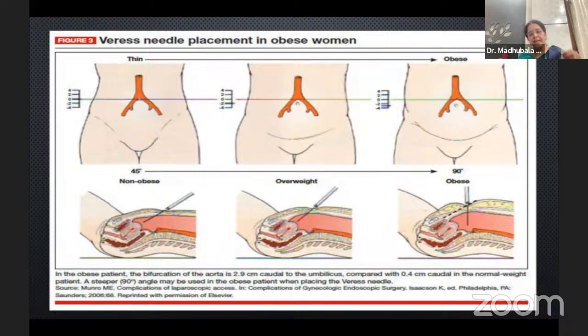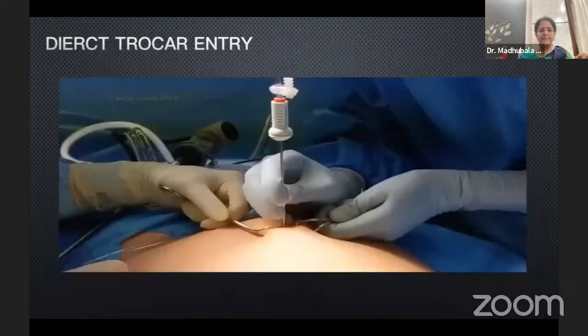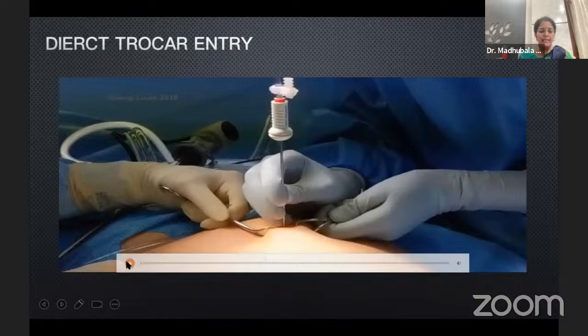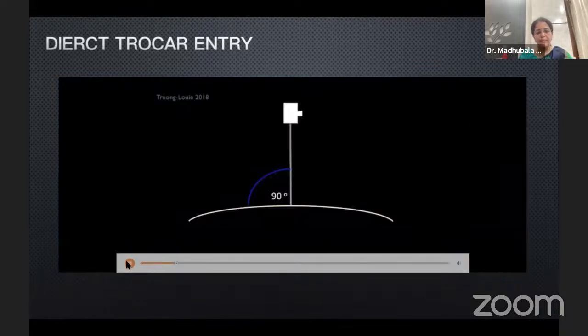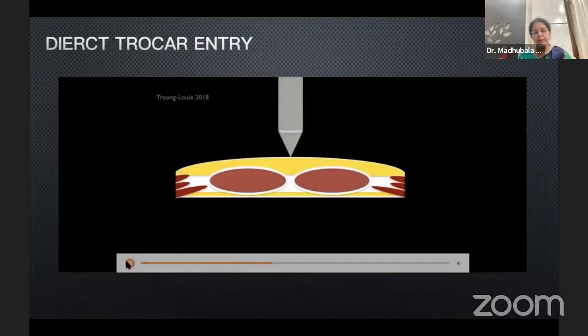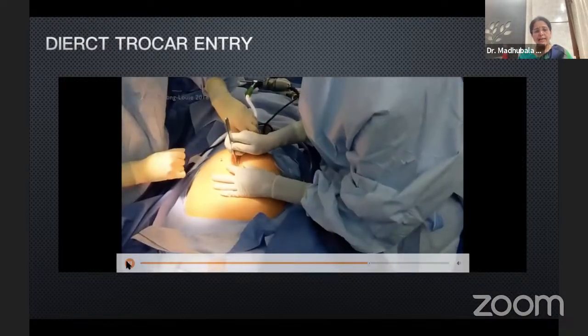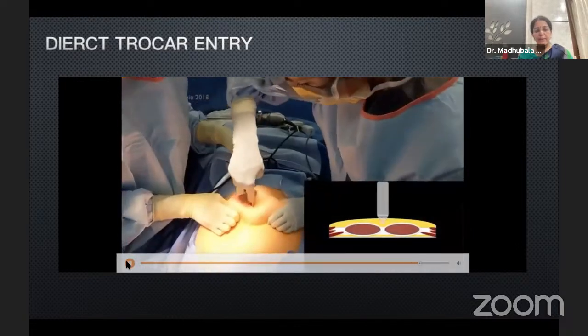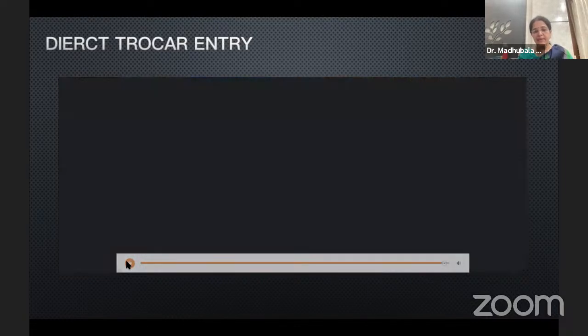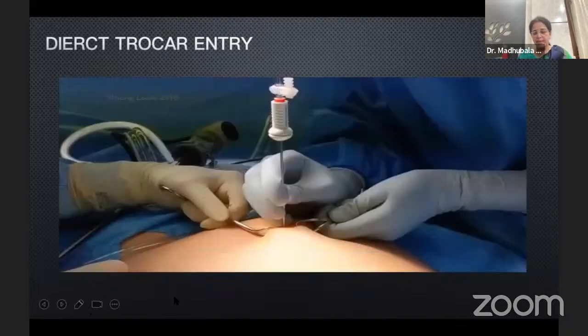So you can have a 90-degree perpendicular axis in an obese woman, and it has to be slanting so that it doesn't hit straight into the aorta in the case of thin women. So direct trocar entry, as we said, is mostly used by many surgeons. The trocar is the same as the Veress needle, but we don't do any test. It crosses all the layers of the abdominal wall and enters the peritoneal cavity. But the surgeon has to be experienced, and the index finger should guide the entry properly so that you place your trocar freely into the peritoneal cavity.